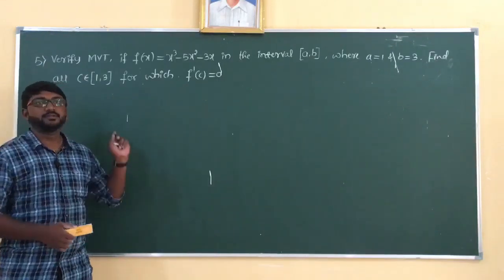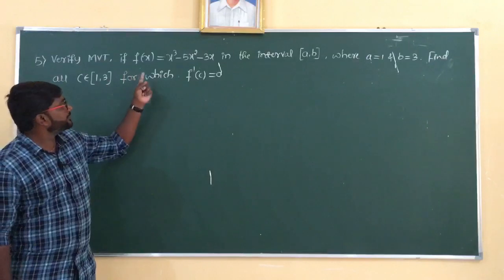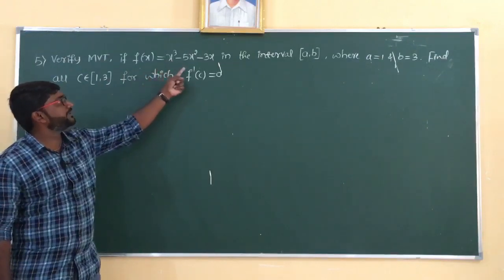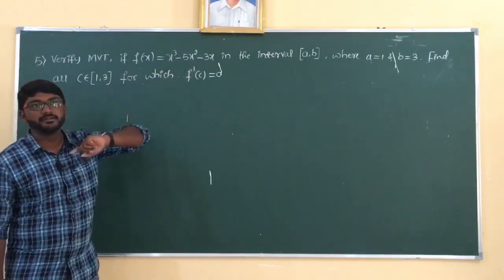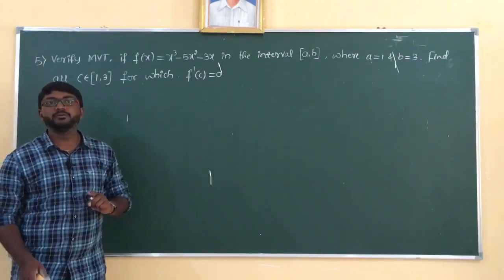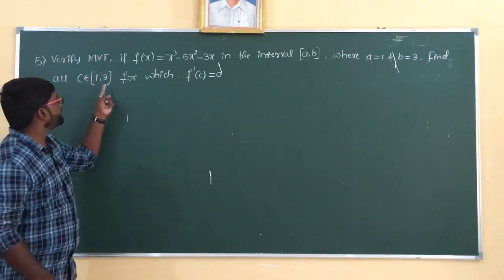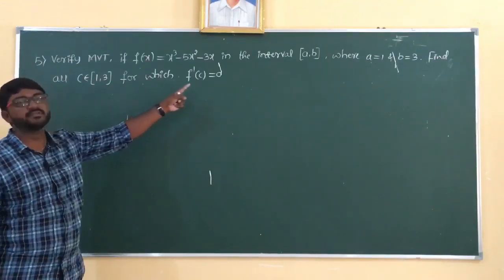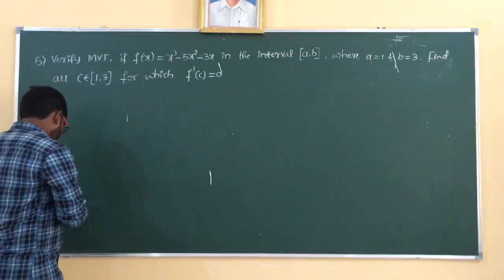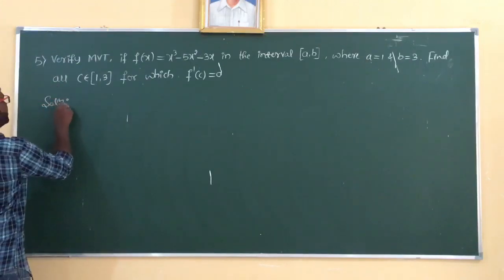So let us solve the fifth question. Verify mean value theorem if f of x, which is equal to x cube minus 5x square minus 3x, in the closed interval a comma b, where a is equal to 1 and b is equal to 3. Find all c belongs to closed interval 1 comma 3 for which f dash of c is equal to 0. So first we will take up the function and then verify the mean value theorem.